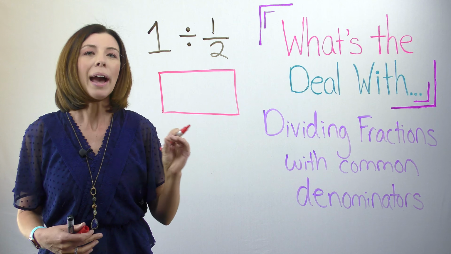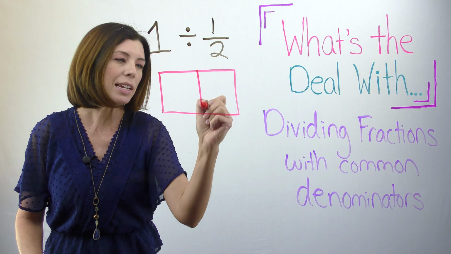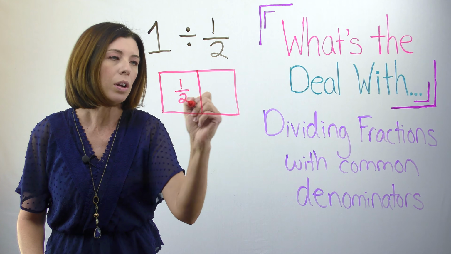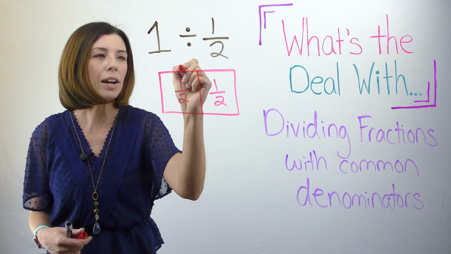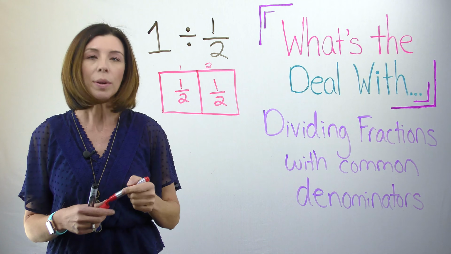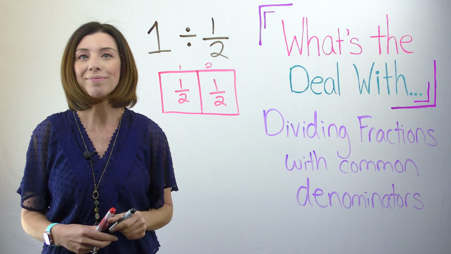I need to know how many copies of 1/2 are in it. So what I'm going to be doing is to make it into copies of 1/2. How many copies of 1/2 are in this whole? Well, I can count them. There's 1, 2. So I know that the answer to 1 divided by 1/2 is 2.